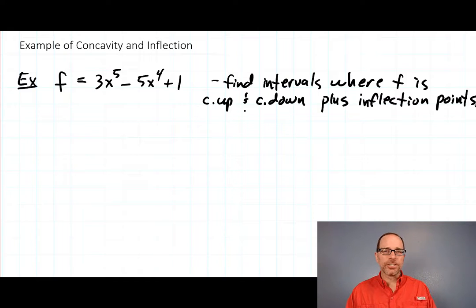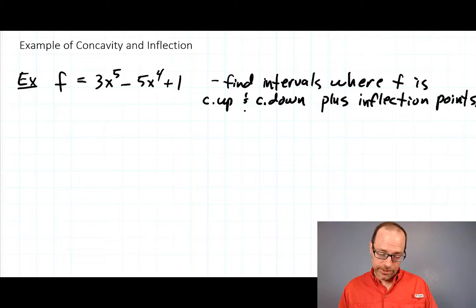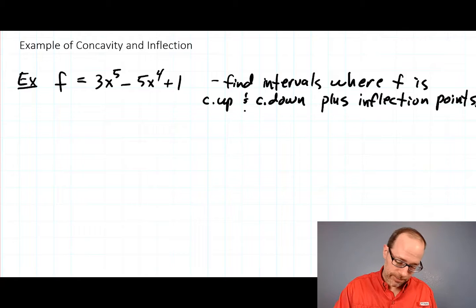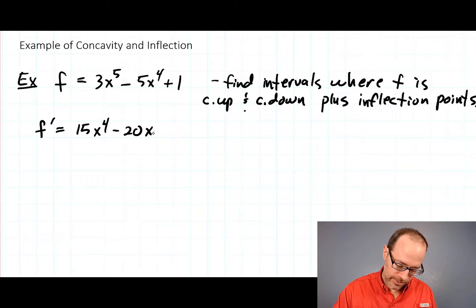All right, so this is all about the second derivative. Remember, second derivative positive, concave up; second derivative negative, concave down. And where the second derivative changes sign is where you get inflection points. So we need all the derivatives. So f prime is 15x to the fourth minus 20x.